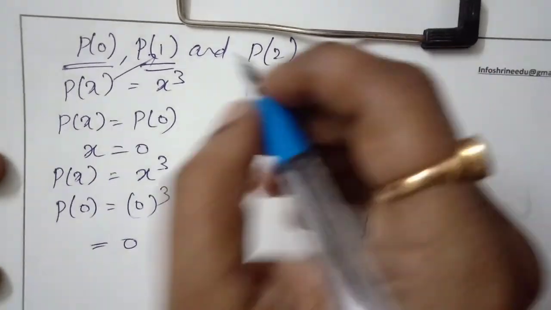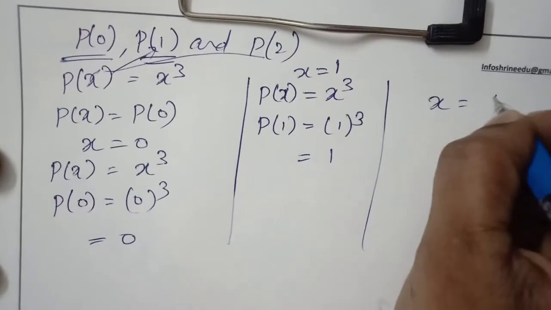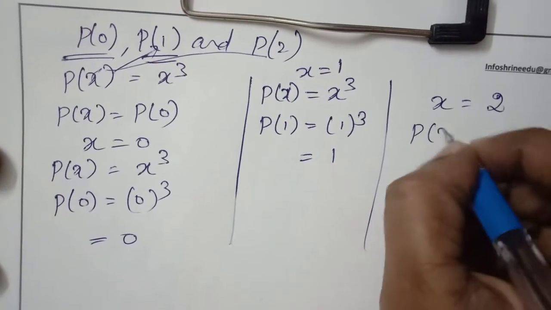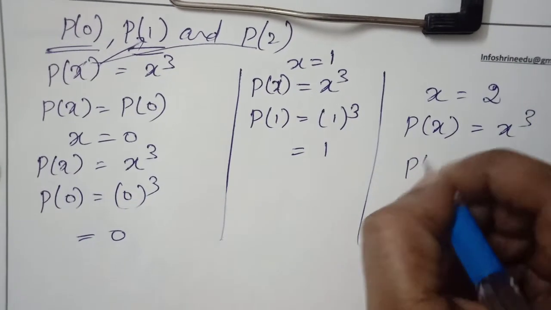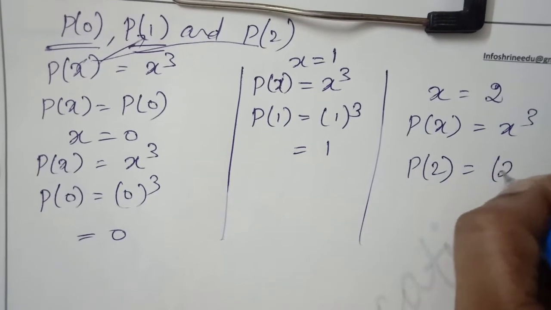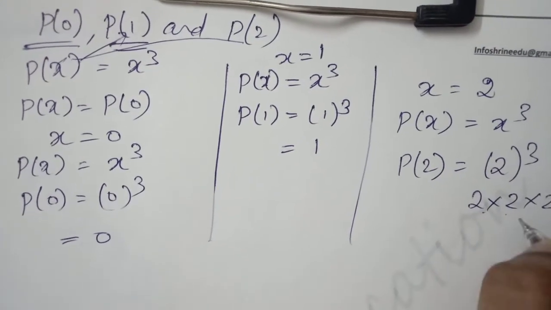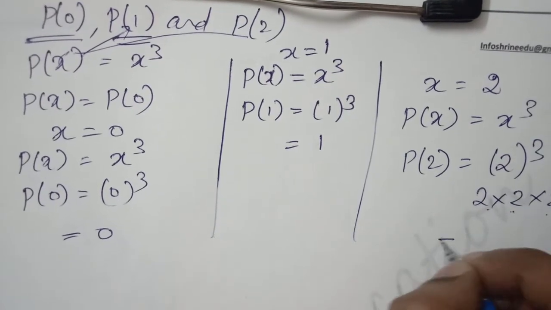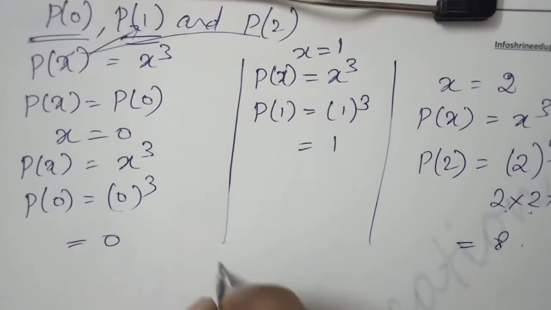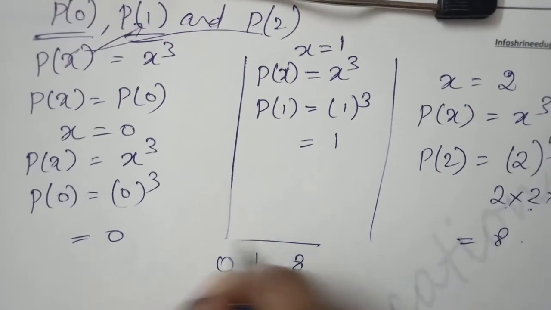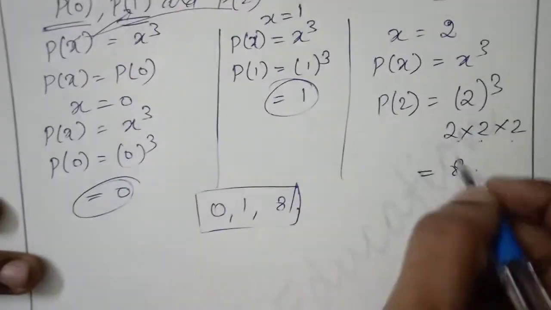And then the next one, P of 2. So x is equal to 2. The equation is P of x is equal to x cube. So P of 2 is equal to 2 to the power of 3, which is 2 into 2 into 2, 2 into 2, 4, 4 into 2, 8. So the answer is 8. Therefore, the answer is 0, 1, 8.